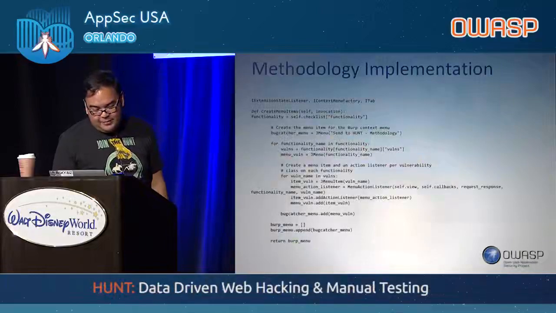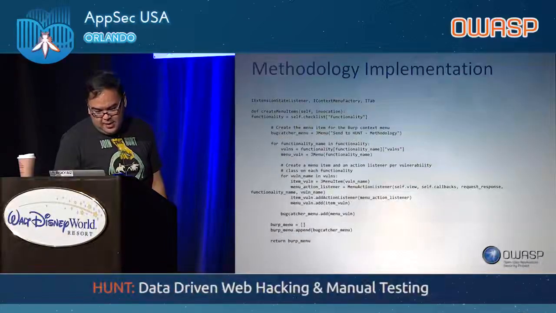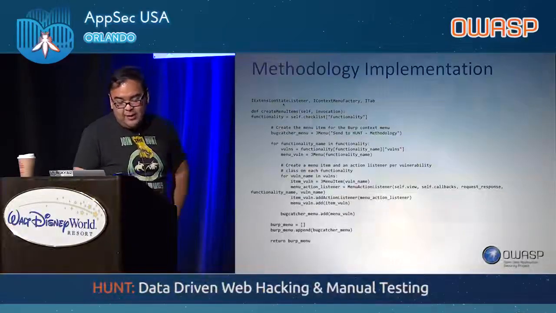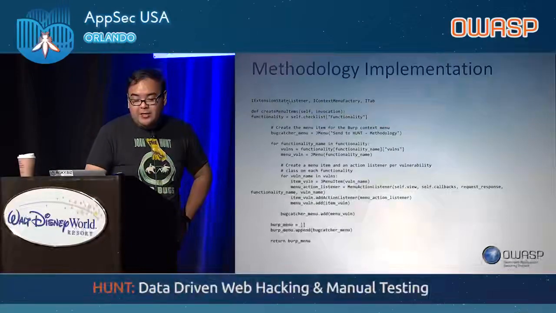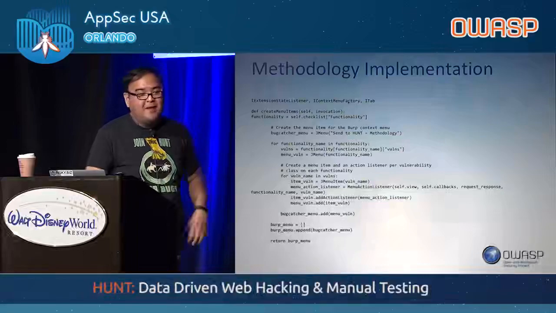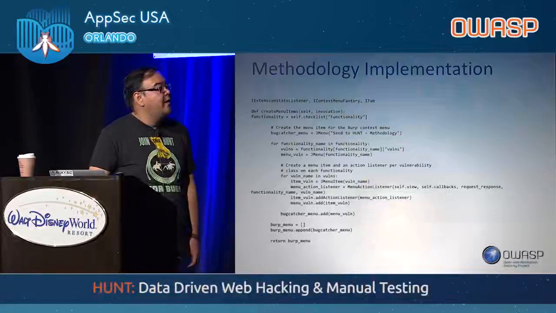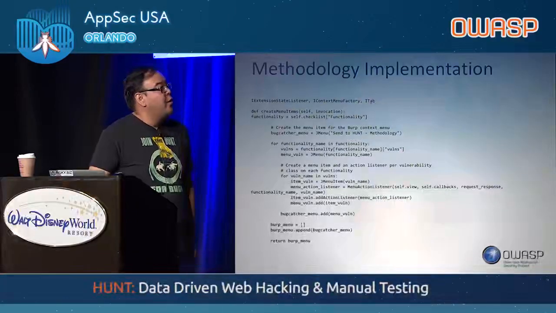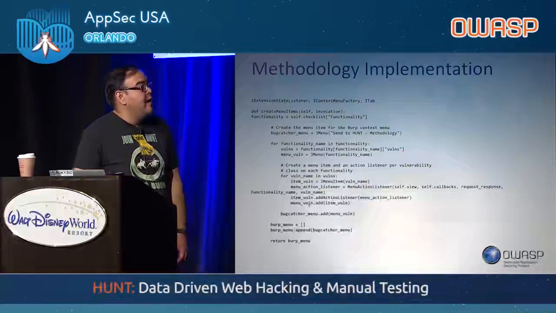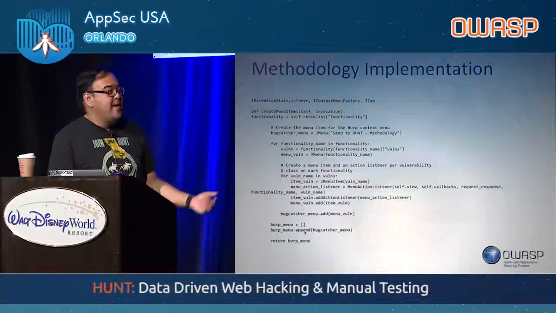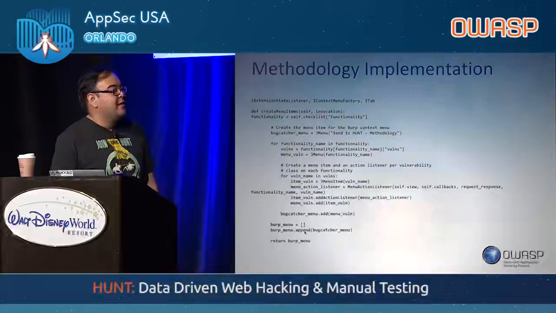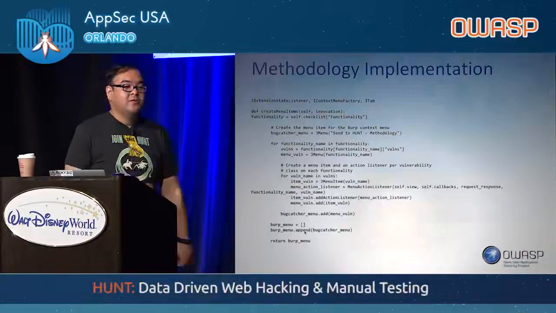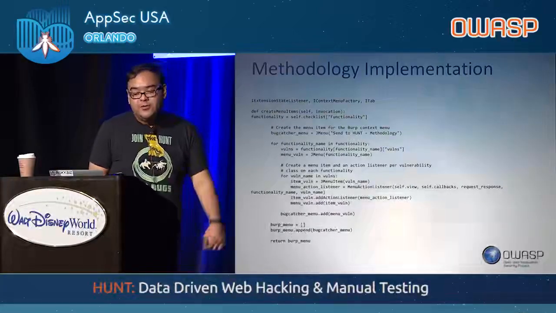This is what the methodology implementation looks like. We used the APIs: the extension state listener, the context menu factory to make that right click, and the ITab to actually make the window. But it all comes down to create menu items on the back end. It's going to make that right-click context menu so that you can send all of those request and response pairs to the tool itself.